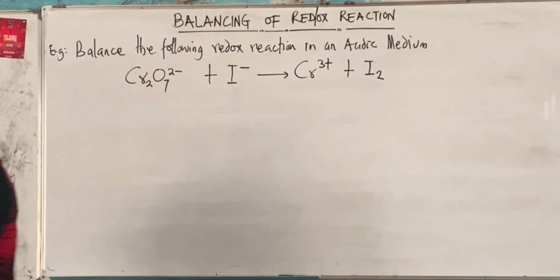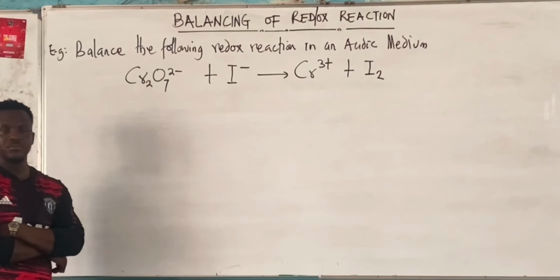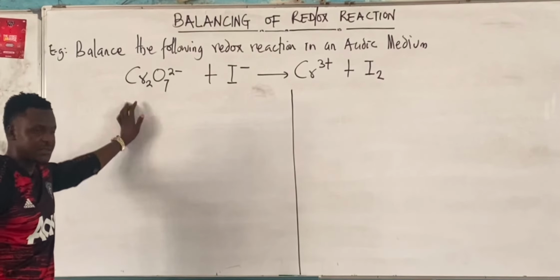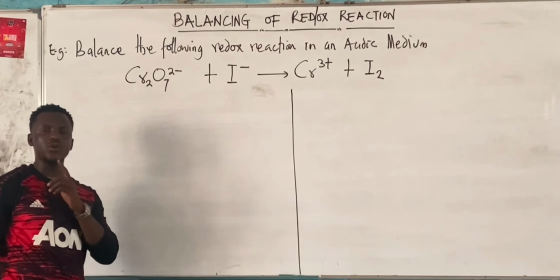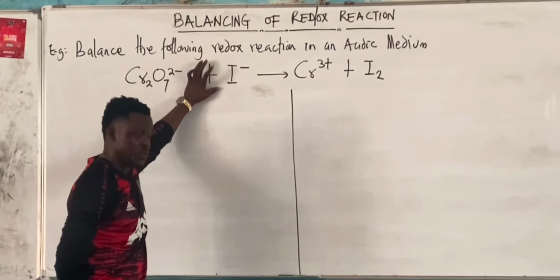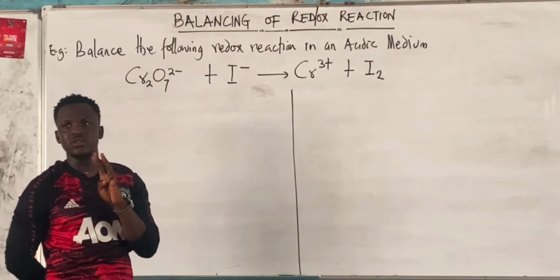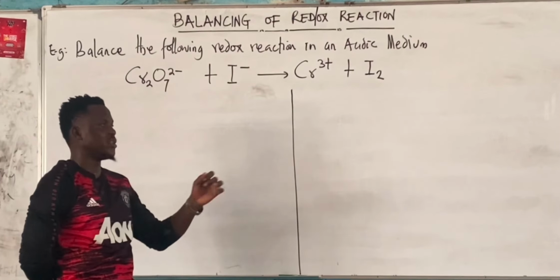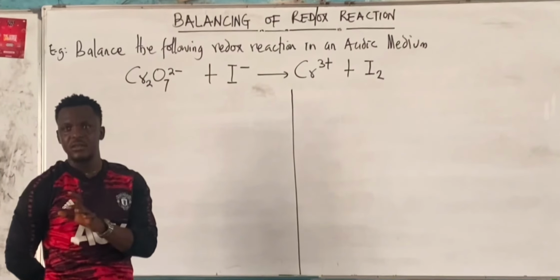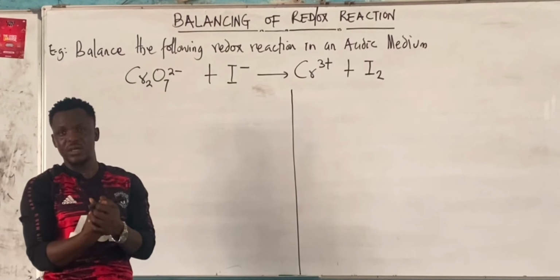Now look at this. Balance the following reaction in an acid medium. How do we go about this? Now, first thing first, rule number 1 says you have to divide this redox equation into two half cells, the reduction and the oxidation half cells, so that you can balance them individually. Once you're done, you join them together.